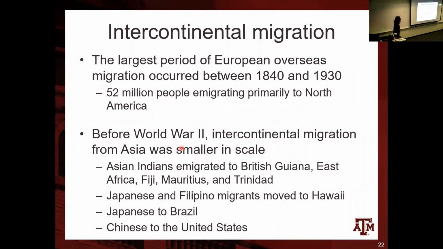The largest period of European overseas migration occurred between 1840 and 1930. 52 million people immigrated primarily to North America, right? Before World War II, intercontinental migration from Asia was smaller in scale. Asian Indians immigrated to British Guiana, East Africa, Fiji, Mauritius, and Trinidad. Japanese and Filipino migrants moved to Hawaii. Japanese migrated to Brazil. Chinese came to the US.